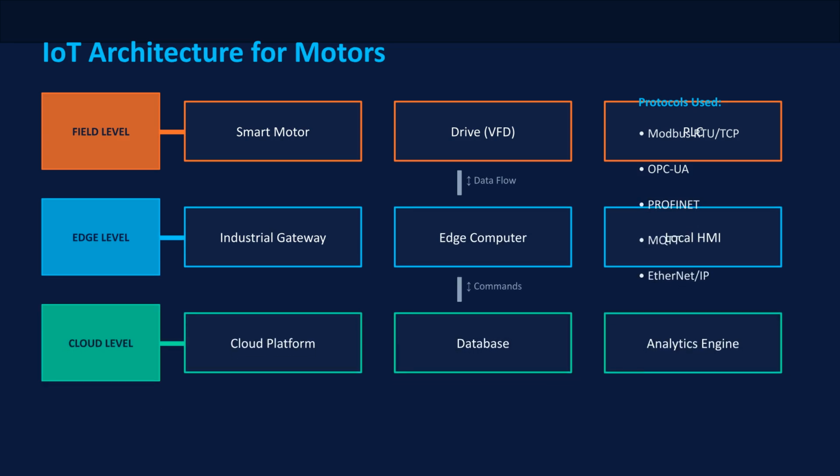The field level includes the motor and drive. The edge level processes data locally using a gateway to limit data sent to the cloud level. Data flows up, and commands flow down. Modern protocols like OPC-UA and MQTT are crucial for smart factories.